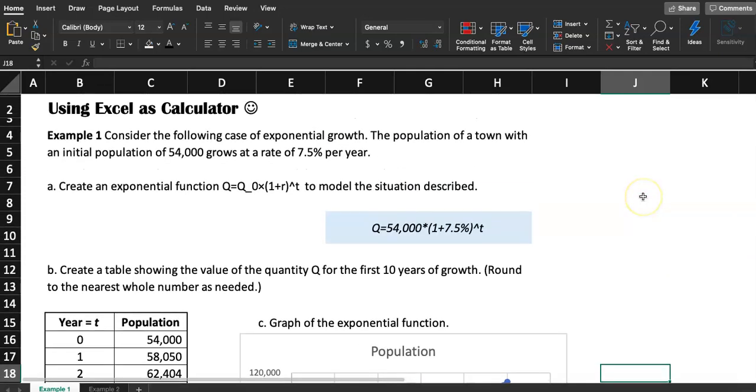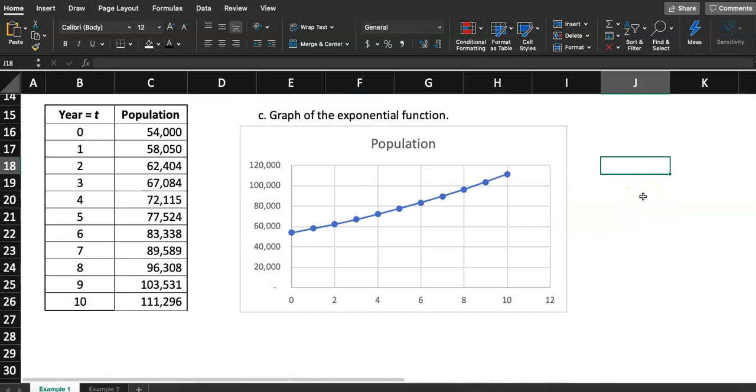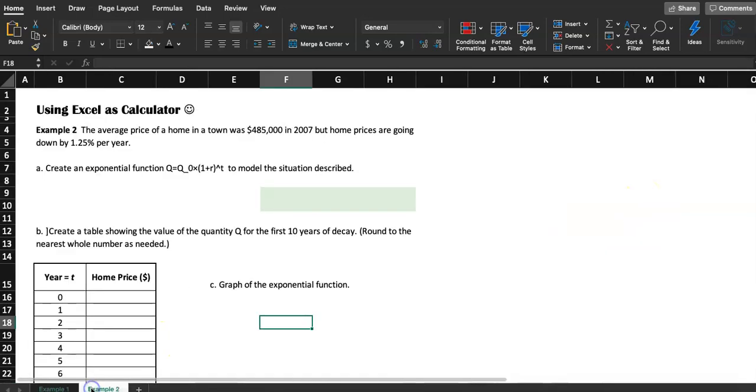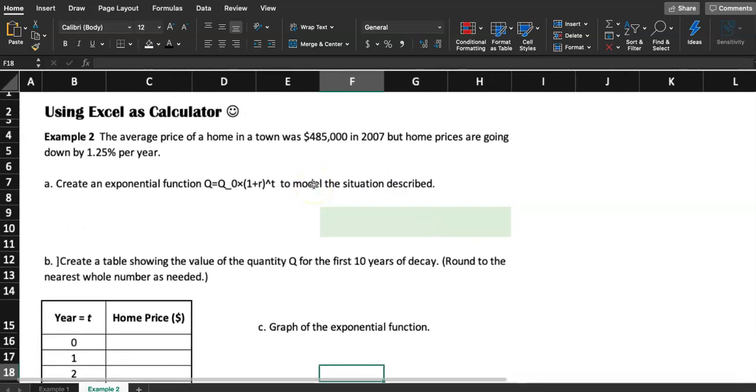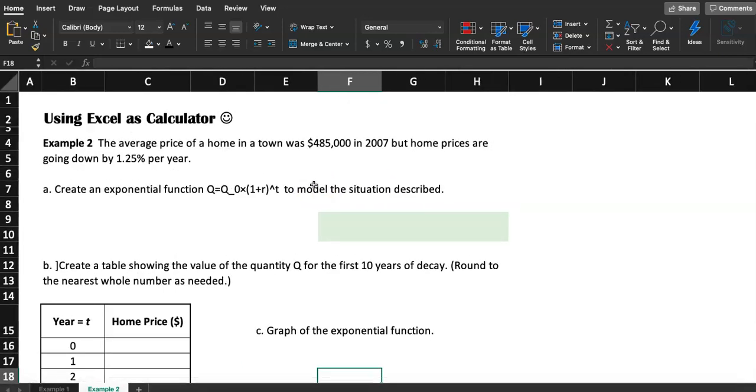Let's do one more equation writing, and then filling out this table. Now in this example, we're looking at the average price of a home, and the average price of a home was $485,000 in 2007, but home prices are going what? Down by 1.25% per year. Now hold on.